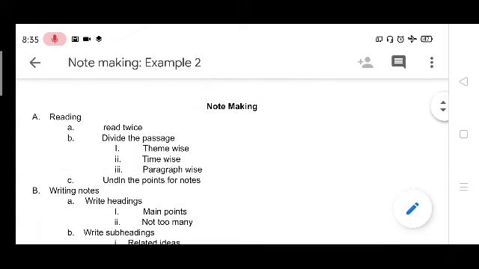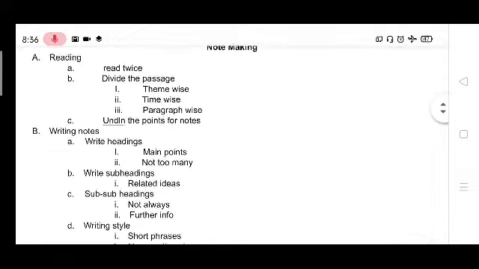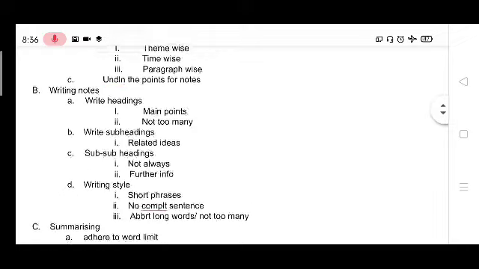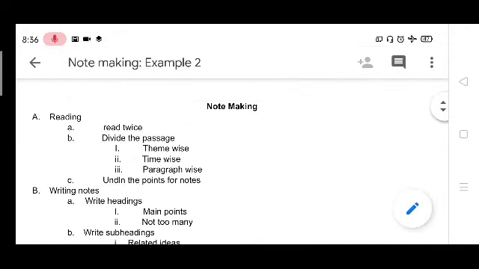So let us see what all is in this. I have divided this procedure of note making into three different categories, that is reading, which is the first step, and then the writing notes, which is the second step, and then summarizing, which is the third step. So I made headings with these different stages of note making. So what do we have to do at the first stage, which is reading? We have to read the passage and we have to read it twice.